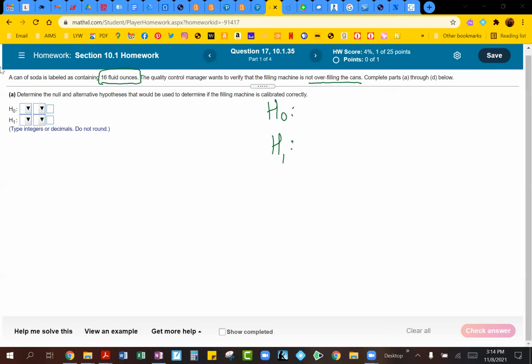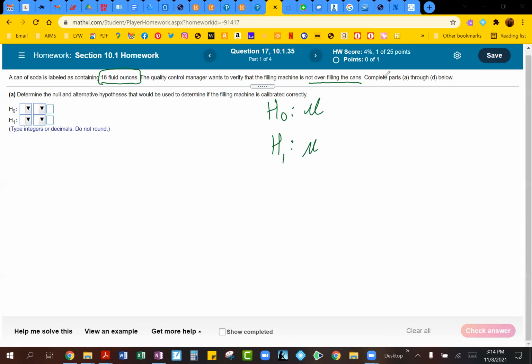Now, just to give you an idea, when you look at the variables here, they're giving you P, which stands for probability. Of course, sigma stands for standard deviation, and mu, as we know, stands for mean. So here they're talking about a soda can being labeled 16 fluid ounces, and the manager wants to make sure that we're not overfilling the can. So in this case, you are staying with that average. We want to keep the average of these cans at this given value of 16 fluid ounces.